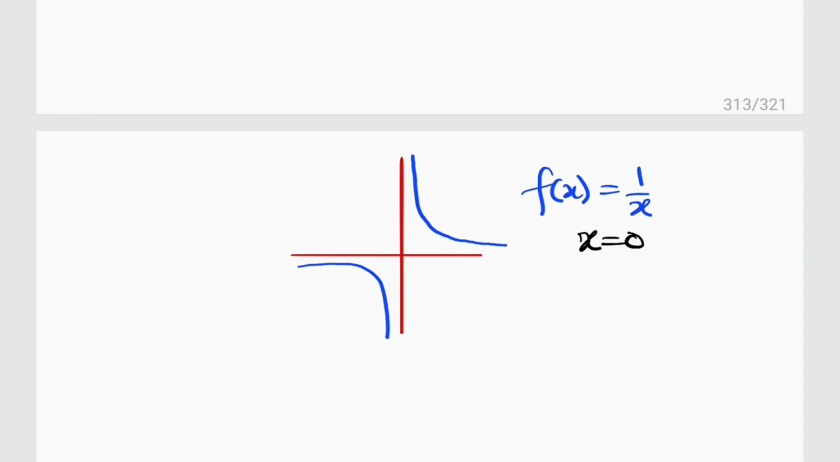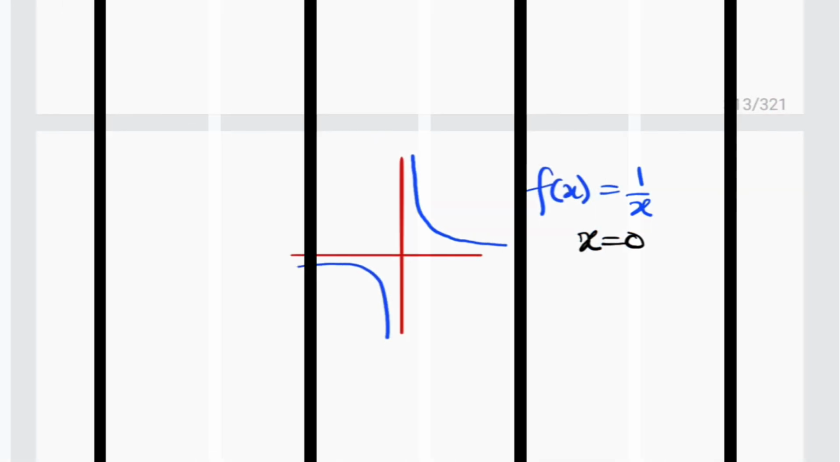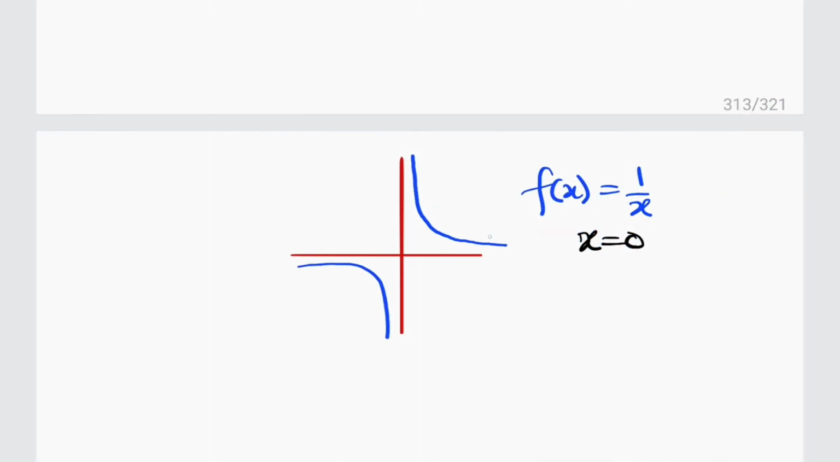And if you talk about the limit, as you approach 0 from the left hand side, can you see that the graph deflects towards negative infinity? And if you approach 0 from the right hand side, the graph deflects towards positive infinity, which implies that the limit does not exist. Because for a limit to exist, both the left hand side and the right hand side limits must be equal, right?